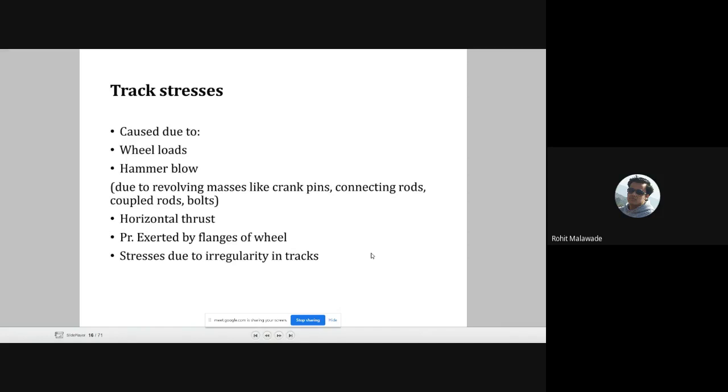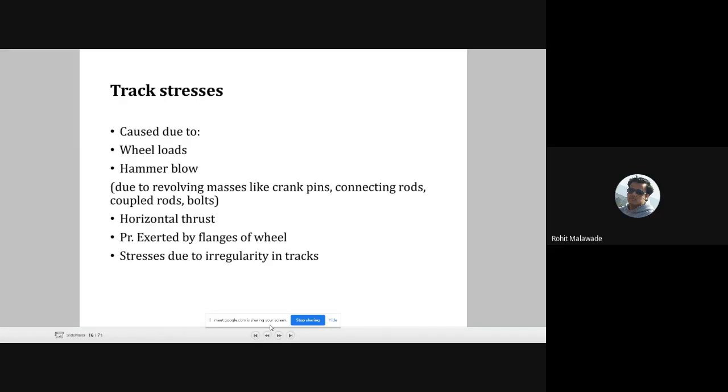Okay. Now we already know our railway track is going to consist of... In today's class we will be studying the track stresses. As we know, the railway track is a composite structure which has the rails, sleepers, fastenings, ballast, and finally the subgrade.